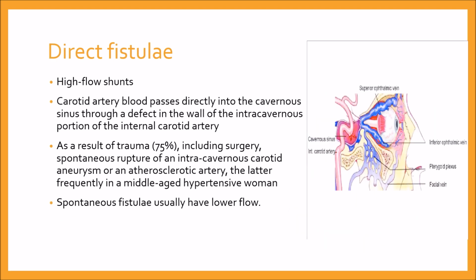Now, direct fistulae are high flow shunts in which carotid artery blood passes directly into the cavernous sinus through a defect in the wall of the intracavernous portion of the internal carotid artery as a result of trauma in 75% of cases, including surgery, or spontaneous rupture of an intracavernous carotid aneurysm or an atherosclerotic artery, the latter frequently in middle aged and hypertensive women. Spontaneous fistulae usually have lower flow.